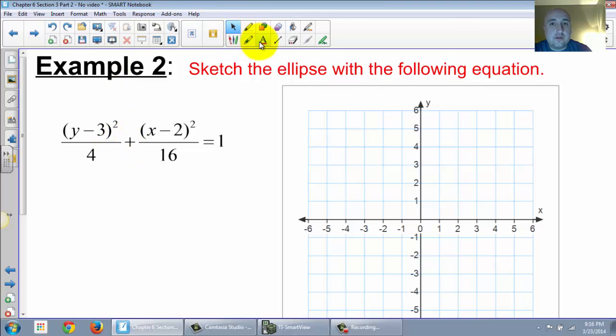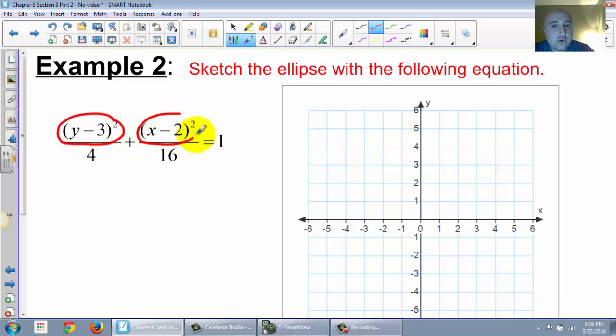What's different? What they've done is they have added numbers attached to our y, and they've added numbers attached to our x. So really all of this has done is it has changed our center. And remember, it's just the number that's attached to x. So the number attached to x is -2, so our x value is +2. And the number attached to y is -3, so our y value is +3.